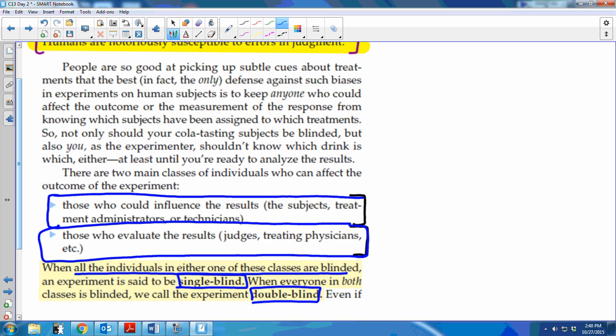They aren't aware of what treatment they're giving or getting or evaluating. Someone is still in charge of the experiment and keeps track of all of those things, but they are not going to help evaluate or administer anything. They just keep track of all of those little pieces of information. So single blind, one group doesn't know; double blind, both groups aren't really aware.